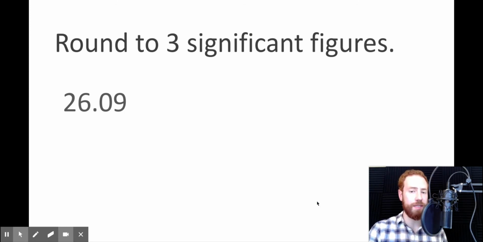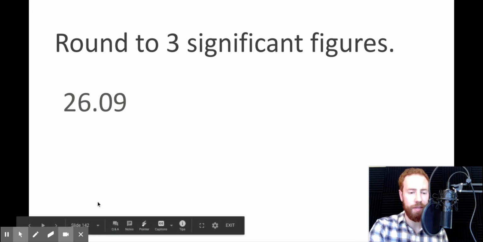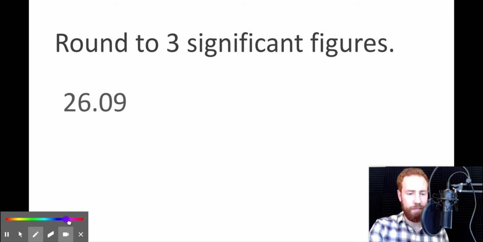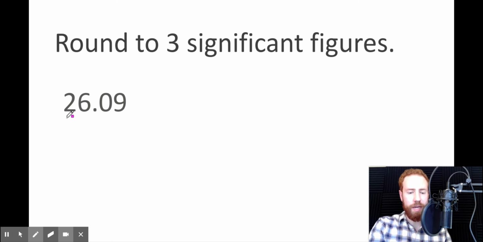If I wanted to round this to three significant figures, what I would do, let me get the marker out here. What color should I use, everybody? Pink is what I heard from the crowd. All right. So we are going to start at the beginning of the number and count out three significant figures. Well, this 2 is significant, this 6 is significant, and this 0 is significant because it's a sandwich 0. So this is my last significant figure. This is where my number is going to end, right? I'm going to cut it off there.